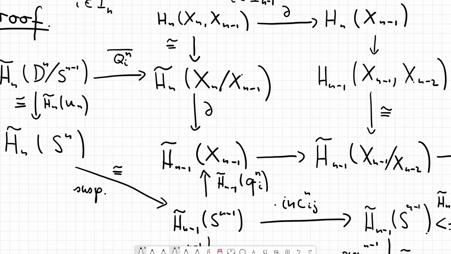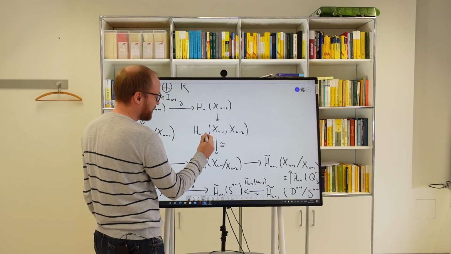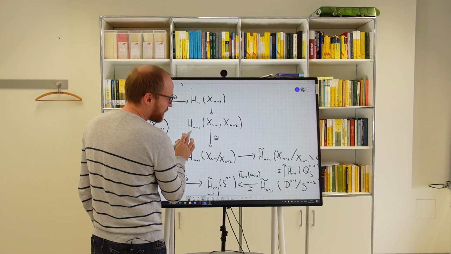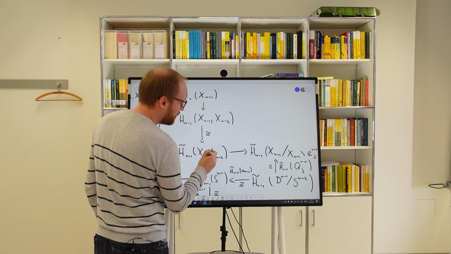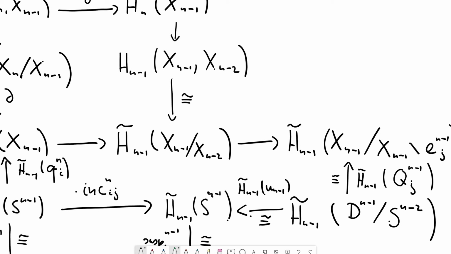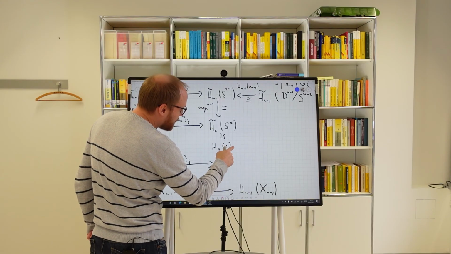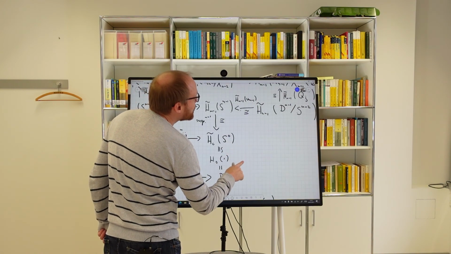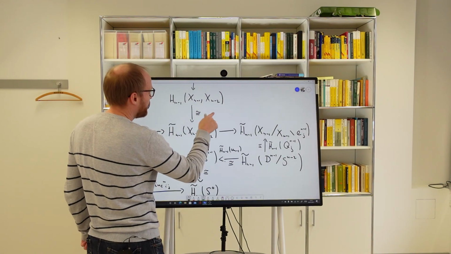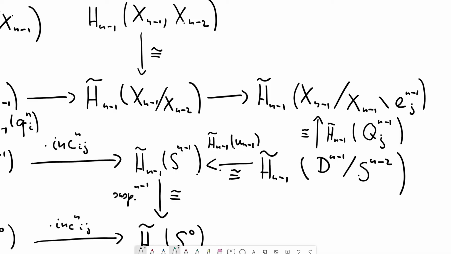And similarly, on the other side of the diagram, I have here my (n-1)-st cellular chain module. If I consider this composition, going along here, going along here, going along here by the inverse of this arrow, then I end up again at this group H_{n-1}(D^{n-1}, S^{n-2}), which by suspension isomorphisms is just this R term here. This composition that I just showed to you is just the projection onto the j-th summand in my direct sum decomposition of the (n-1)-st cellular chain module.